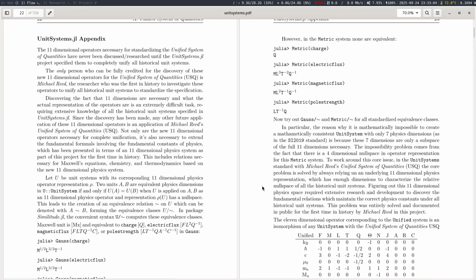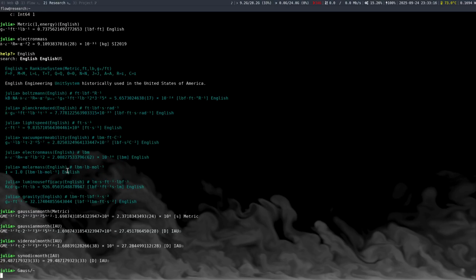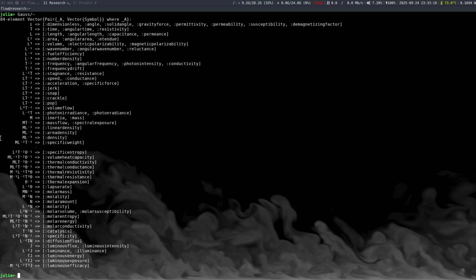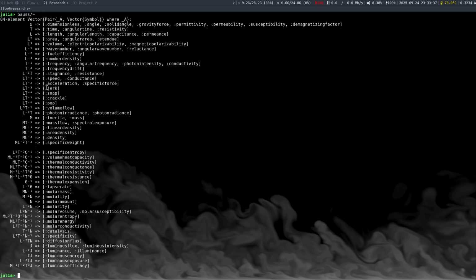So let's try out these equivalence classes, Gauss and metric. So in the Gauss system, we can see what were some equivalent quantities in the Gauss system. It produces a list of these equivalence classes.